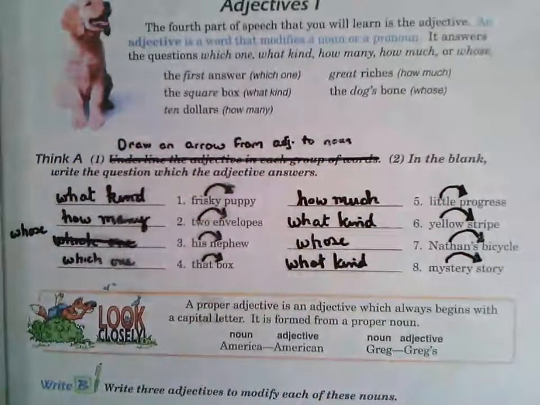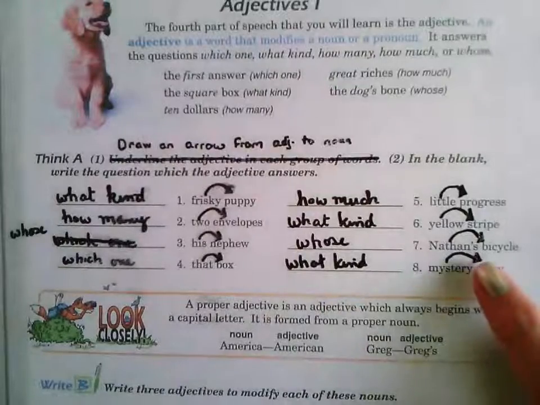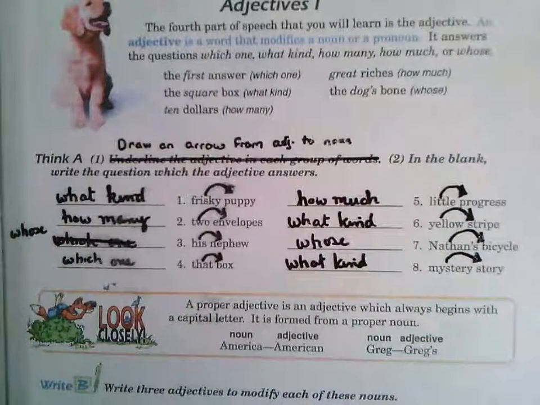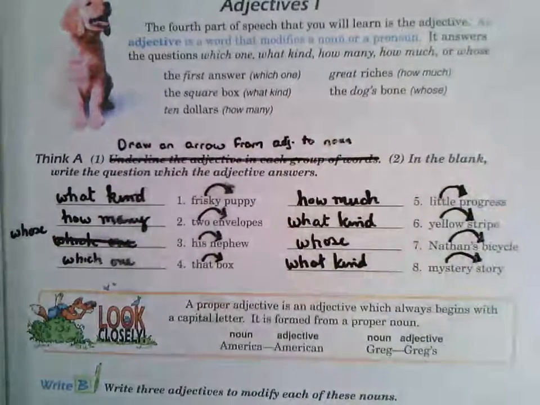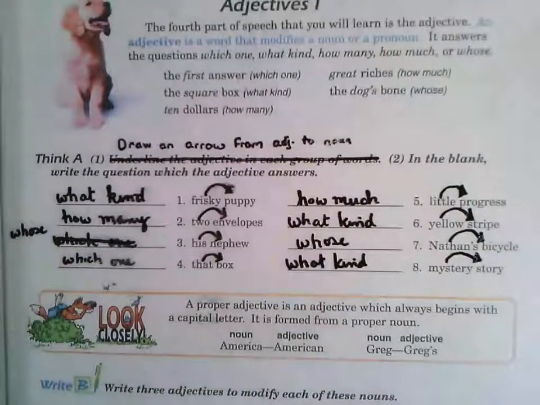So in this first 8, look at Nathan's. That's a proper adjective. It's an adjective that is made from a proper noun. This is a possessive noun. It's used as an adjective here to answer whose. So proper adjectives always begin with a capital letter. They're formed from proper nouns. So here at Write B, you get to pick out 3 adjectives to go for each of these nouns. Go ahead and do that, and when you finish, turn the page.